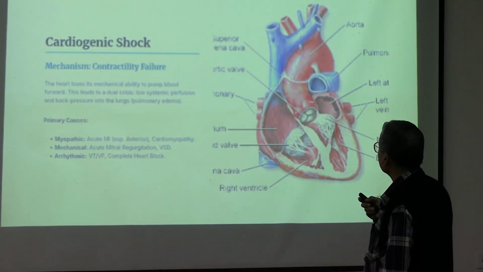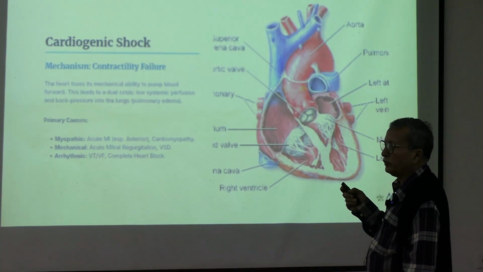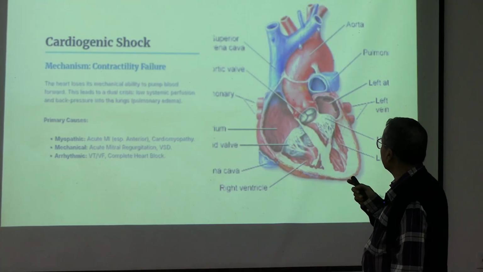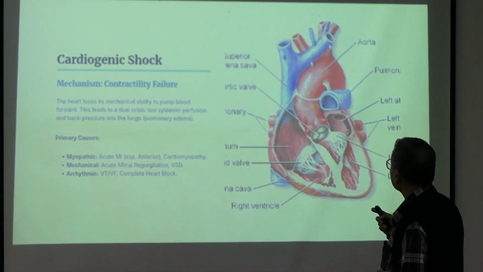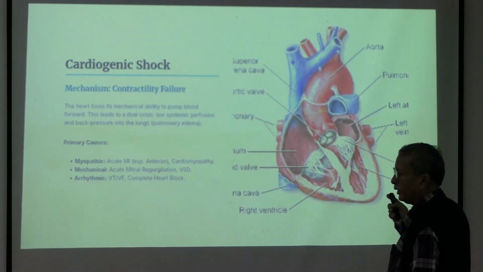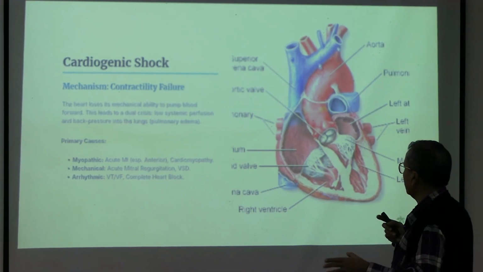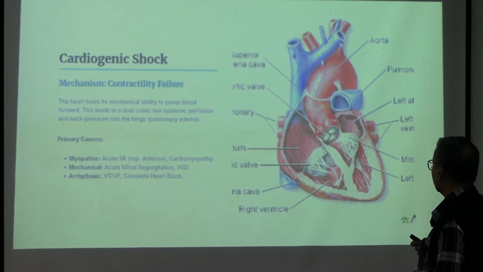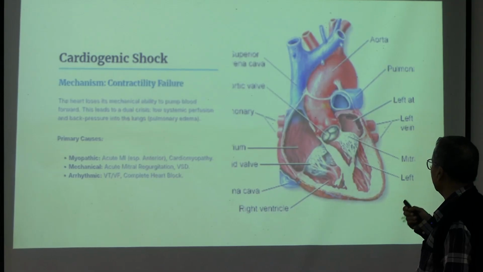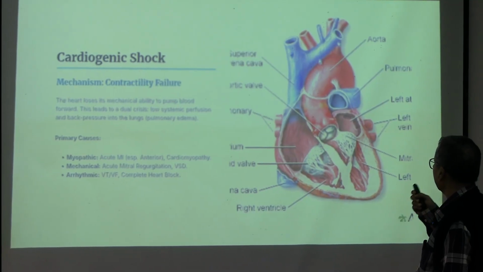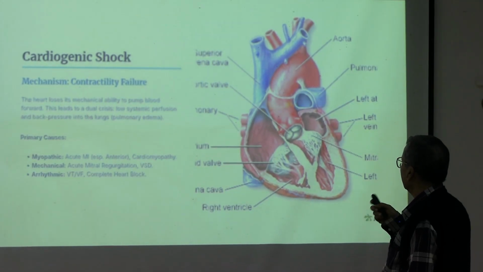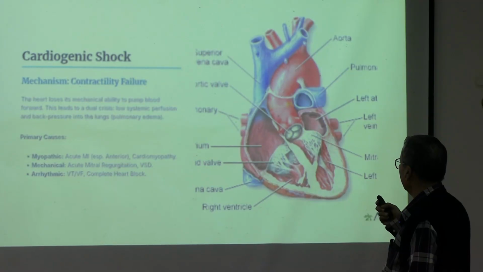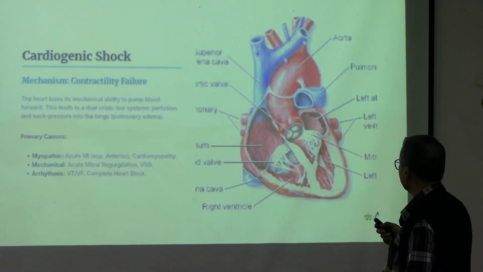Primary causes: if it is with the muscle of the heart, then acute myocardial infarction or cardiomyopathy, where there is weakness of the heart muscle. Mechanical causes: acute mitral regurgitation, then VSD, ventricular septal defect. Arrhythmias: VT, VF, and complete heart block.